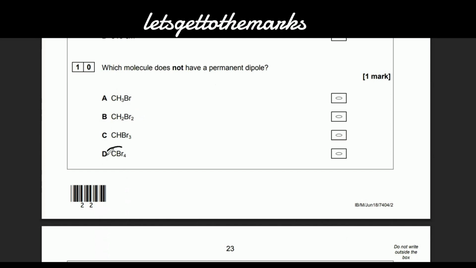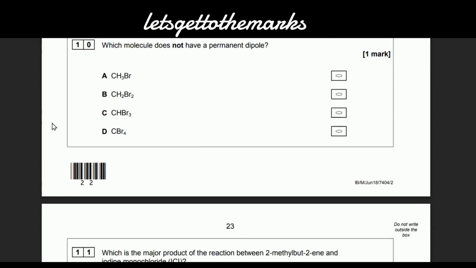But we can see here, this one is going to be symmetrical. And so this one, although it has delta negative, delta positive, because it is a symmetrical molecule, will not have a permanent dipole because they will cancel out. So bosh, that's our answer there.